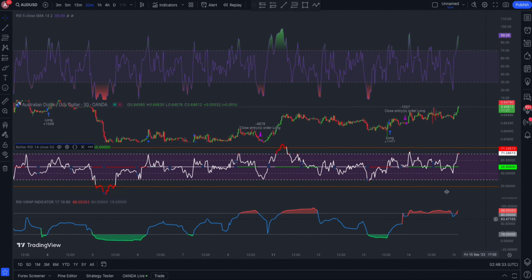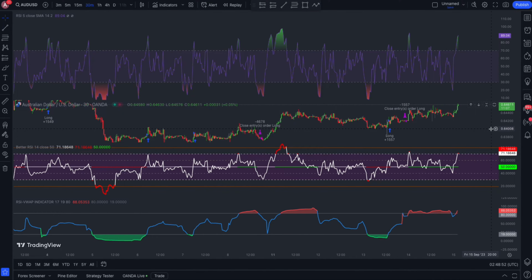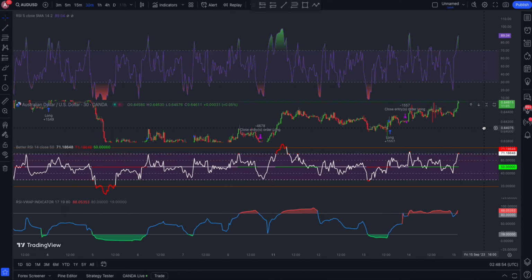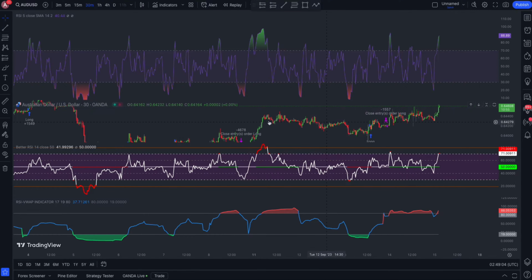By the way, if you guys want what I'm using here, I'm using the RSI 5, RSI 14, close 50. This is SMA 14 tool, and then this is the RSI VWAP indicator 17, 19, and 80. Set this up, and you guys will be seeing the exact same stuff that I'm seeing over here. Okay. And that's basically my strategy. That's my technique, right? So I use all of the RSIs that I have, and I see where to take the trade and where not to take the trade. It's fairly very simple, guys.